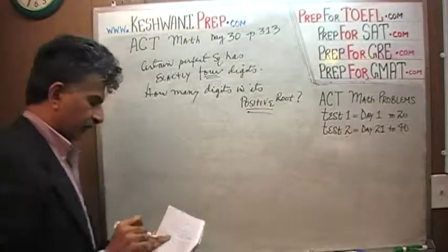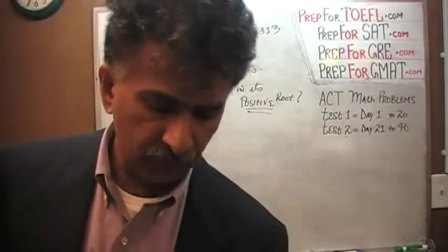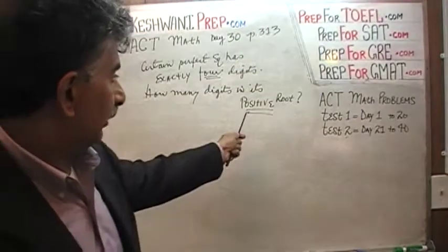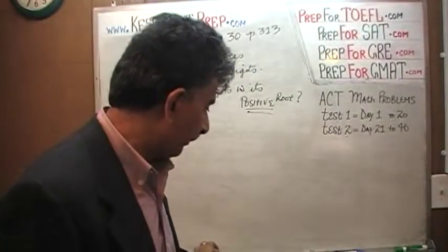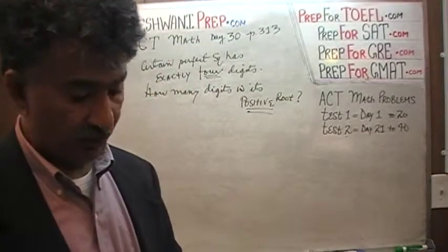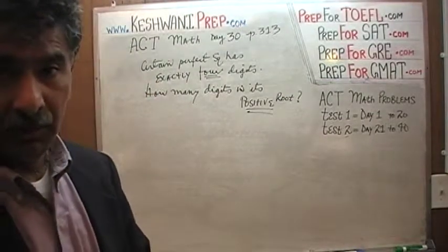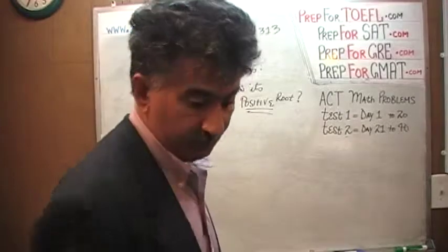Do we understand the question? And this part, positive root that I just underlined here, we'll just find out in a little bit. That actually plays no role. Whether we're dealing with a positive root or a negative root, the number of digits are going to be the same.